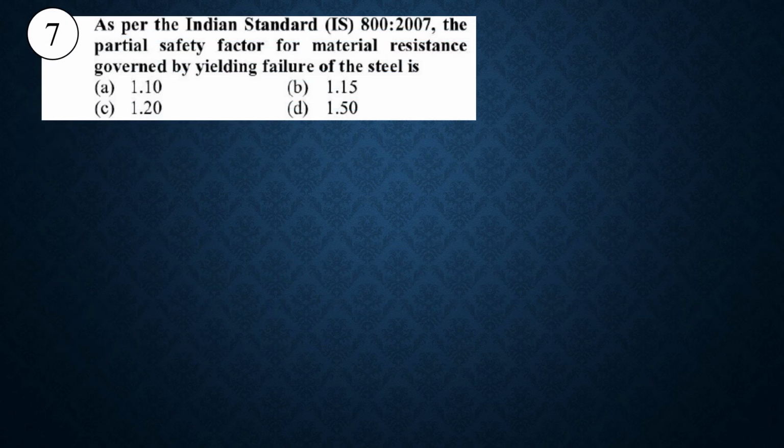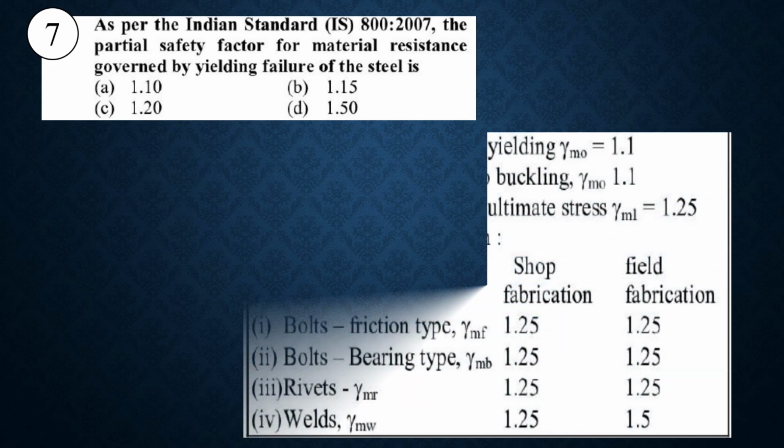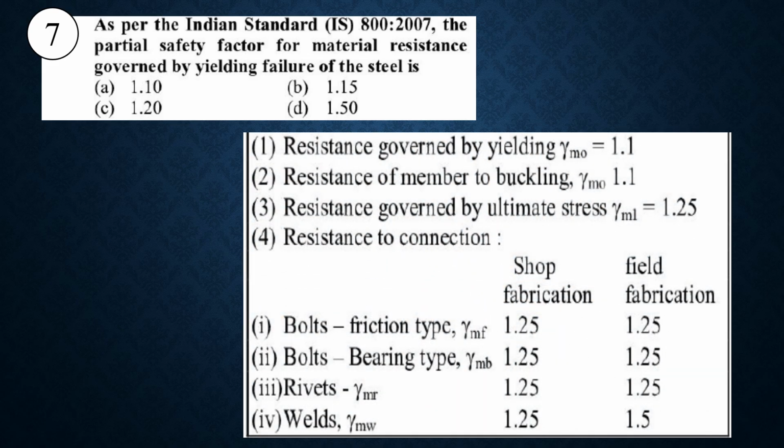Then question number 7. As per the Indian standard IS 800-2007, the partial safety factor for material resistance governed by yielding failure of steel is. So here they ask the partial safety factor for the yielding failure. So for yielding failure, the partial safety factor is 1.1. Then for buckling also, the partial safety factor is 1.1. Then in case of ultimate stress, the partial safety factor is 1.25.